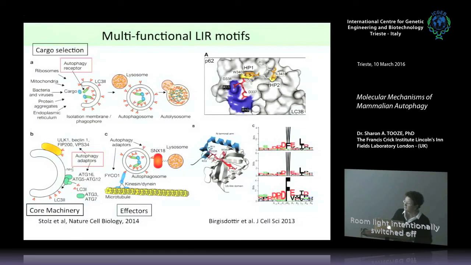You also have other proteins which bind microtubules or bind to pathogens that allow binding to LC3. These are also called autophagy adapters. This protein has a LIR motif which binds LC3 and translocates autophagosomes on microtubules.